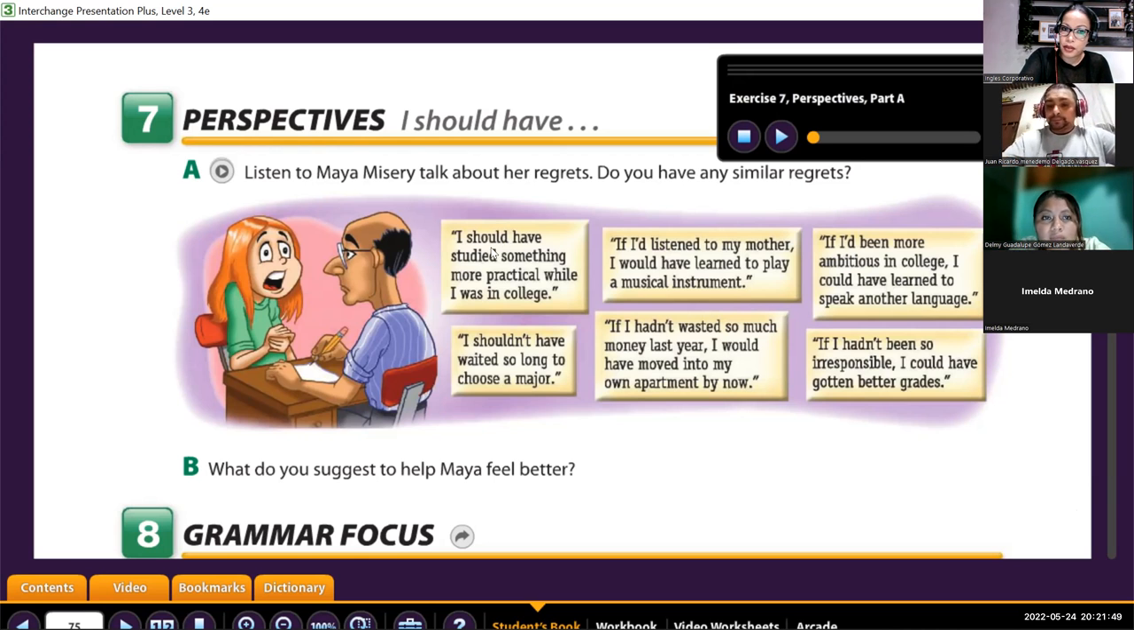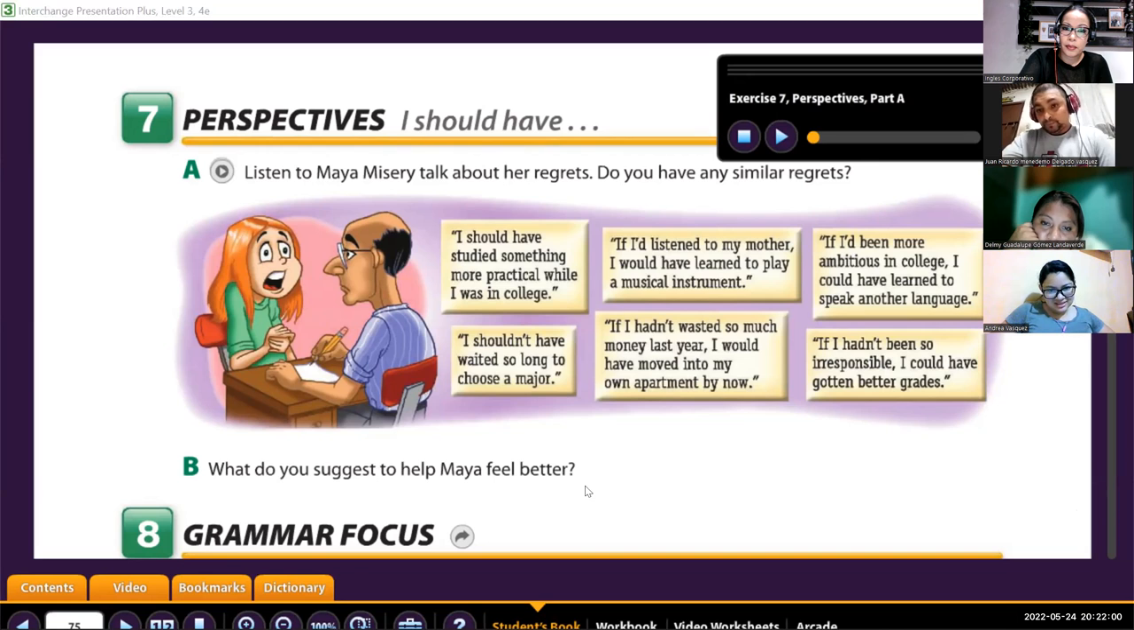Dicen should up. Teacher, la parte de I shouldn't have, ¿cómo se pronunciaría así? It's shouldn't have. Shouldn't have. Mm-hmm. Ya vamos a, les he incluido también la pronunciación. Hay un ejercicio más adelante para que vean.